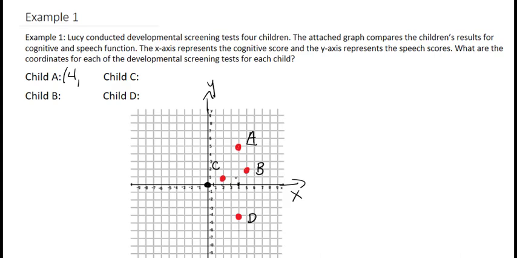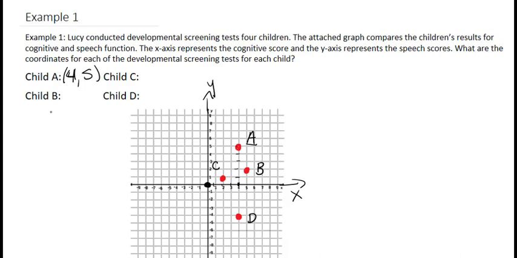And then we go up 1, 2, 3, 4, 5 places up on the y direction. So this is positive 5. So we'll just put 5. So we have 4 and 5 for child A. This shows that there is no developmental problems for child A.